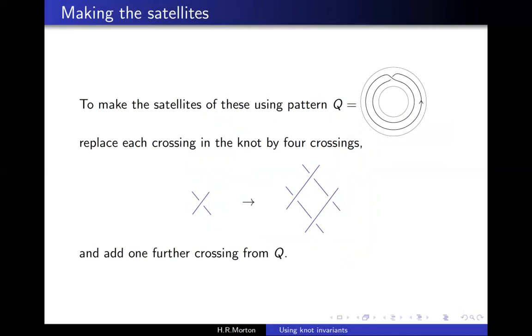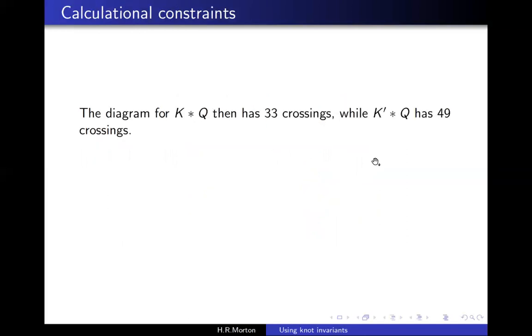Of course, if you're going to make the satellites of these using the pattern Q, each crossing in the original knot will get replaced by 4. And there'll be one further crossing coming from this little crossing in Q. So altogether, the diagram for K star Q is going to have 33 crossings, and the other one was going to have 49 crossings.